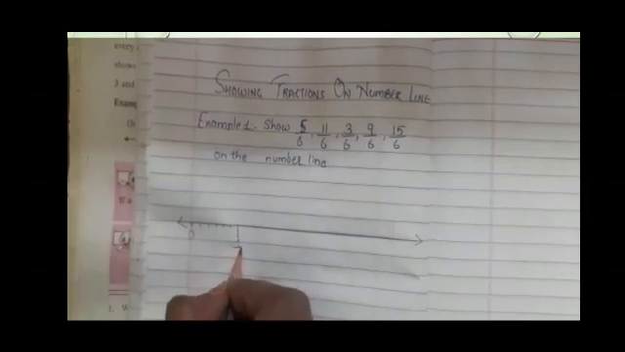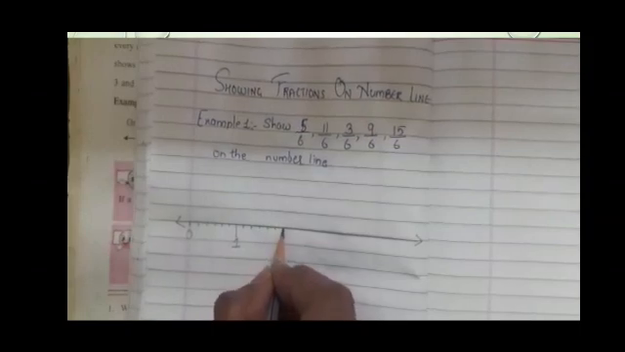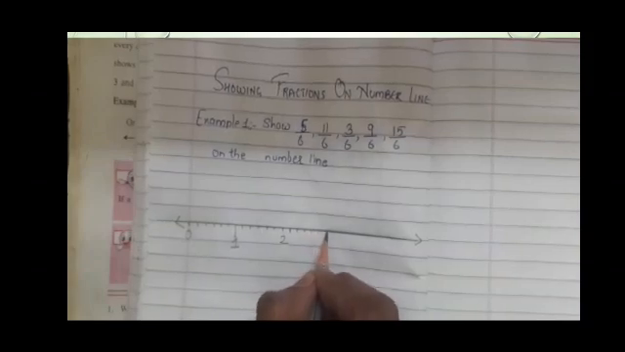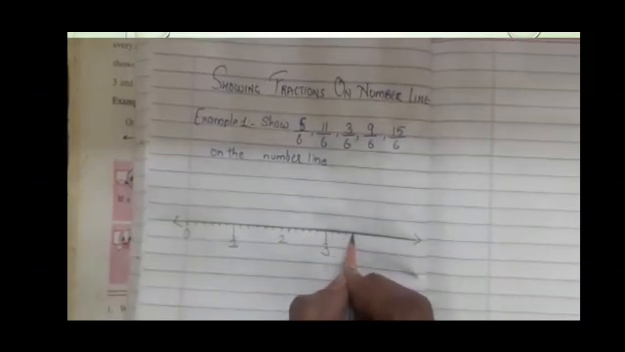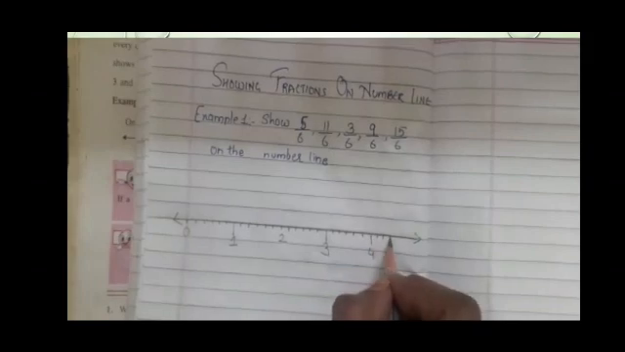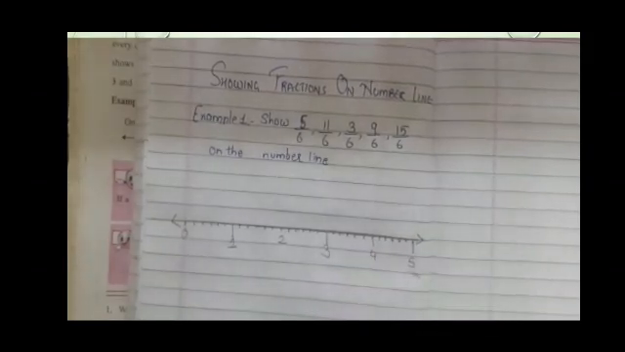Here it is 1. 1, 2, 3, 4, 5, 6. Here it is 2. Again 6 parts. Here it is 3. Here it is 4. Here it is 5.